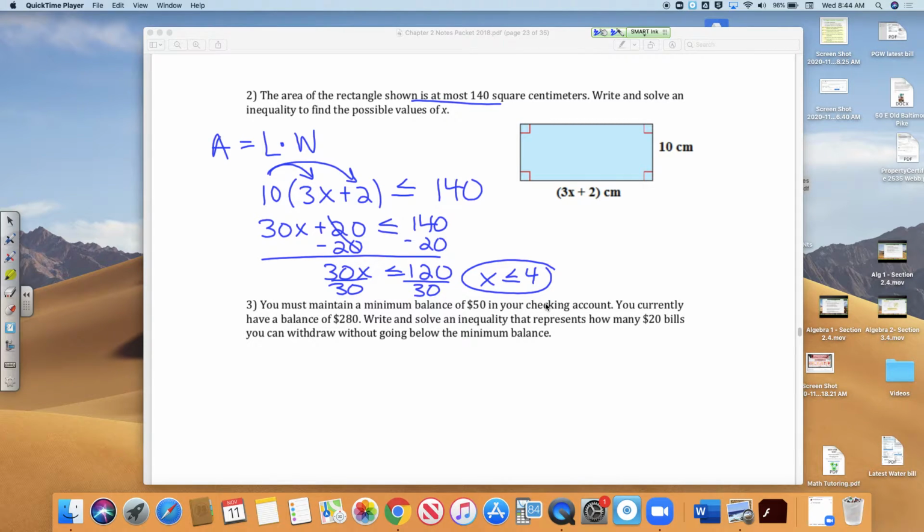All right, number 3 is different than number 1 and number 2. Number 3 says you must maintain a minimum balance of $50 in your checking account. You currently have a balance of $280. Write and solve an inequality that represents how many $20 bills you can withdraw without going below the minimum balance.